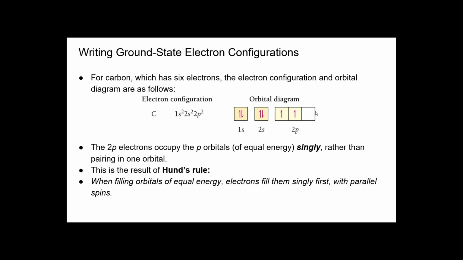So the 2p electrons occupy the p orbitals. They're all equal energy, but we occupy them in single, let's call these bedrooms, before we force anybody to share a room. This is Hund's rule. When filling orbitals of equal energy, electrons will always be filled separately, and with the same parallel spin. So if you write the spins up, they all have to be up. If you write them down, they all have to be down. That's the lowest energy. You can't write one up and one down. That's not lowest in energy.